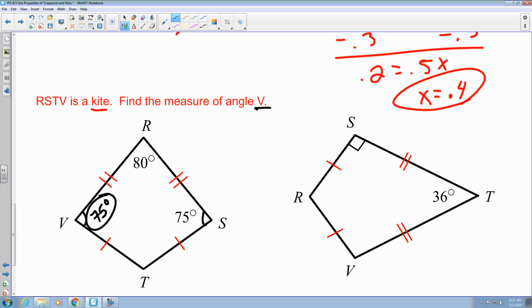Same thing goes here. It looks like these are non-consecutive. This is V. That means that this is also going to be 90 degrees. Okay. And that is being able to use the properties of trapezoids and kites.